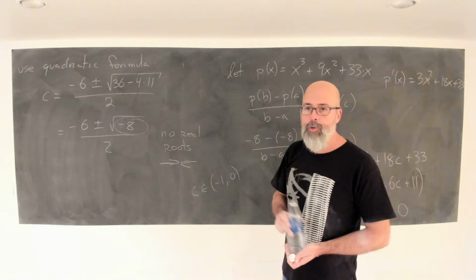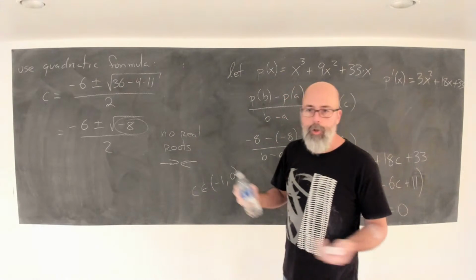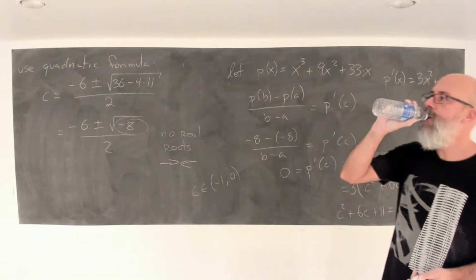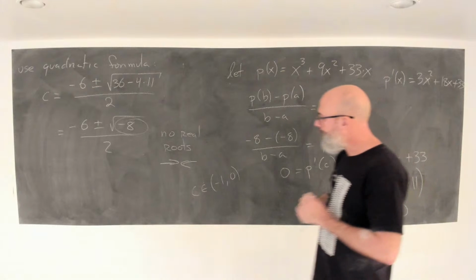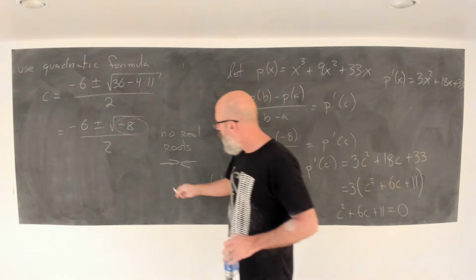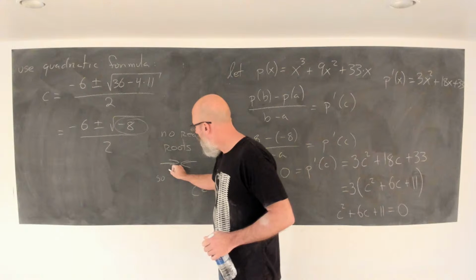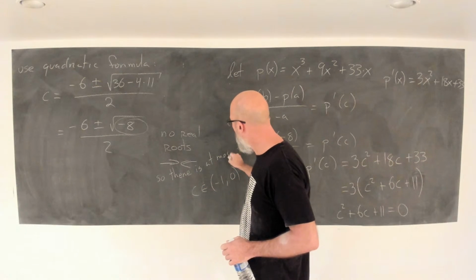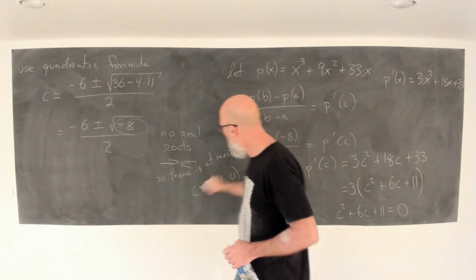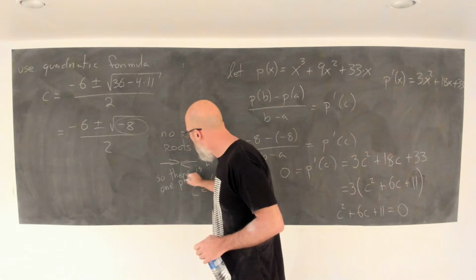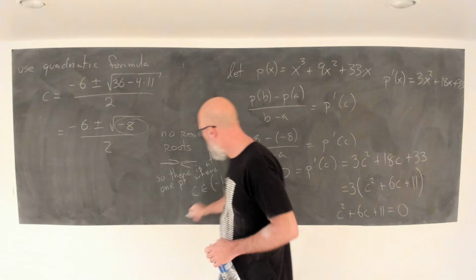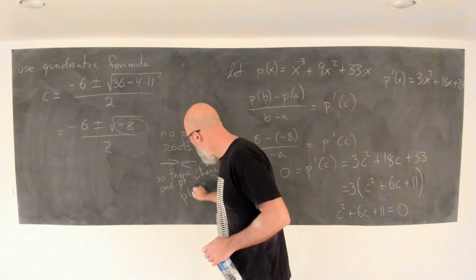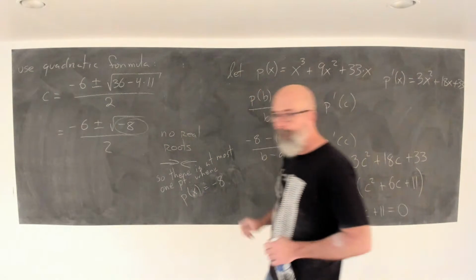You can just use the discriminant, but you have to make this conclusion. Conclusion: there is at most 1 point where the function is negative 8.